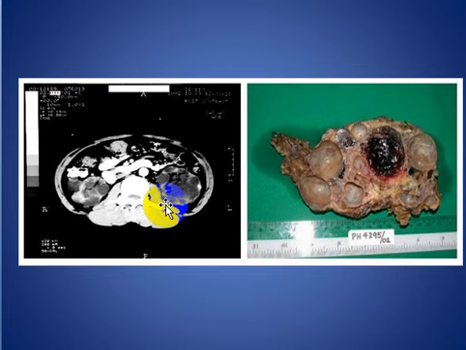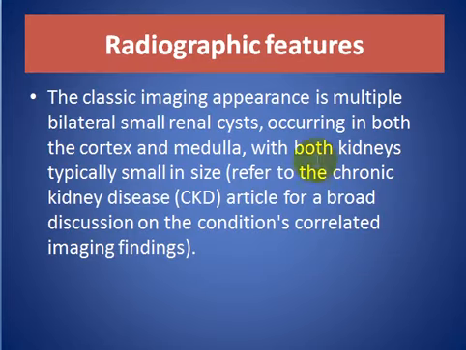Here is a patient with acquired cystic kidney disease on about 10 years of dialysis, and here we see small kidneys with multiple cysts and a mass in the right kidney. This is the patient after nephrectomy, and the mass is renal cell carcinoma. The radiologic features include multiple bilateral small renal cysts in both cortex and medulla, common in the cortex, and the kidney is decreased in size, small due to chronic renal disease.